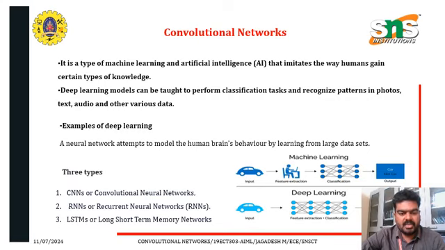There are three types: CNN or convolutional neural networks, RNN or recurrent neural networks, and LSTM or long short term memory networks. Here we can see the input image is given, then feature extraction and classification, and finally the output. This is a machine learning method. According to deep learning, the input will be given, and the feature extraction and classification will be there, and finally the output. So this is the difference between these two.